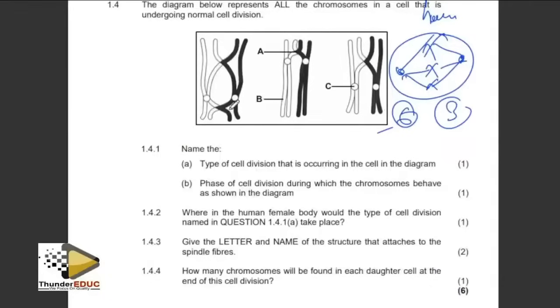Because they are still under meiosis 1, at the end of this cell division it will be half the chromosome number, whereby 1, 2, 3, 4, 5, 6. So it means that the answer is going to be 3.